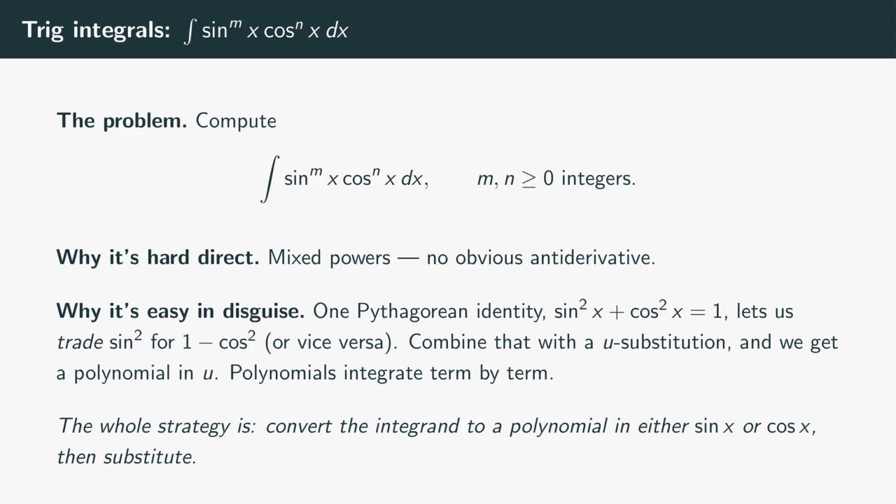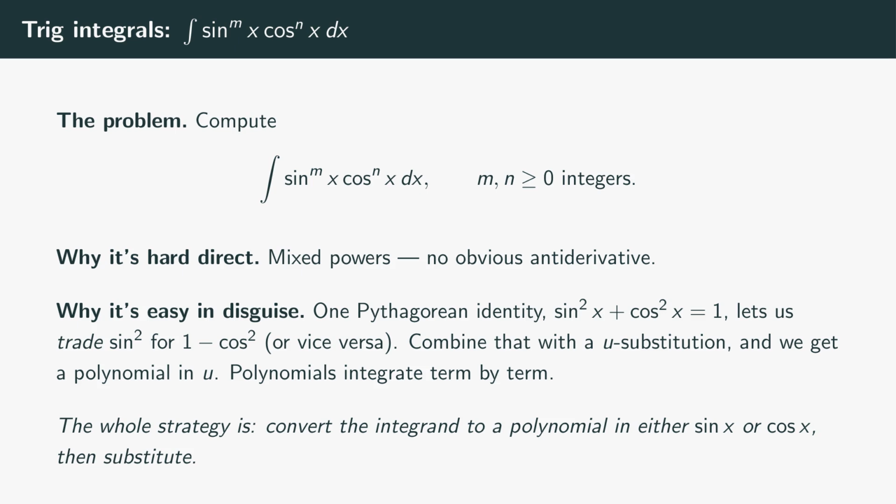Here's the first problem. You're asked to integrate sine to the m of x times cosine to the n of x, where m and n are non-negative integers. There's no formula in a table for general m and n. The product of mixed powers of sine and cosine just doesn't have a clean closed form you can look up.